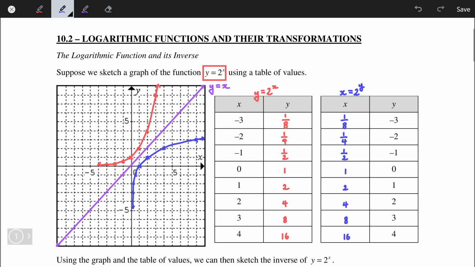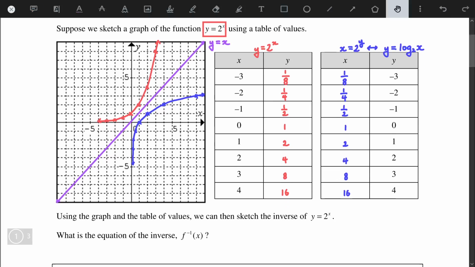So what we have here is a case where we can rewrite x equals 2 to the y power, which of course is in exponential form, into logarithmic form. And we'll have y is equal to log base 2 of x. And the idea here is that the exponential function and the logarithmic function of the same base are inverses of one another.